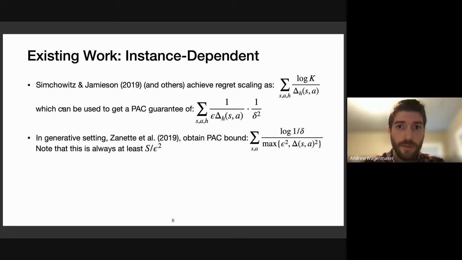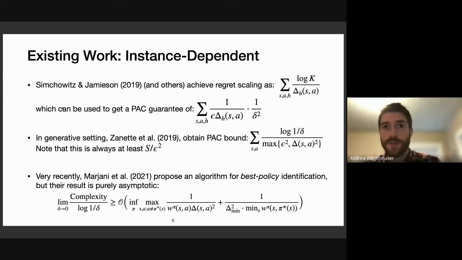Another work, this is now in the generative setting, where you can just query arbitrary points, is by Zanette et al. in 2019. And it's in some ways maybe the most comparable to what we're doing. But they come up with a PAC bound that scales as 1 over max of epsilon squared times delta squared. And there are 2 shortcomings with this. One is that it's in the generative setting, so it doesn't answer the question of exploration, which is one of the key issues in RL. And the second is that it always scales at least as S over epsilon squared, because you always have an action in every state that is optimal, so you always have a 0 gap in every state.